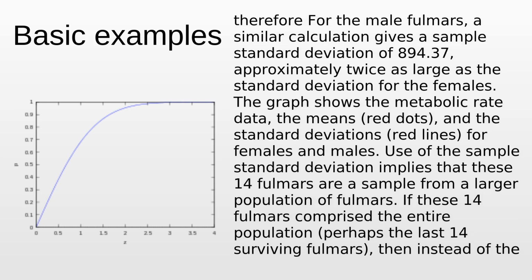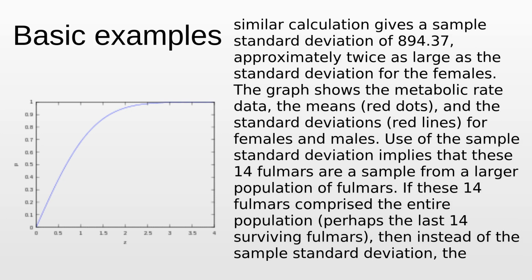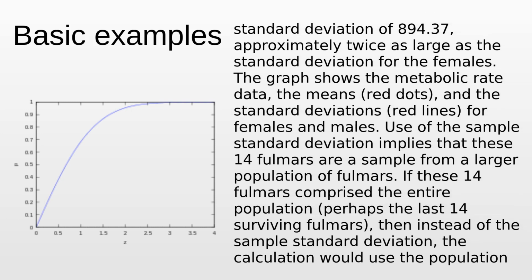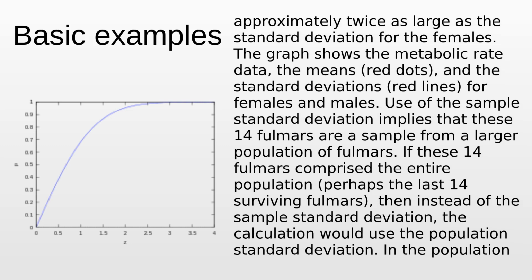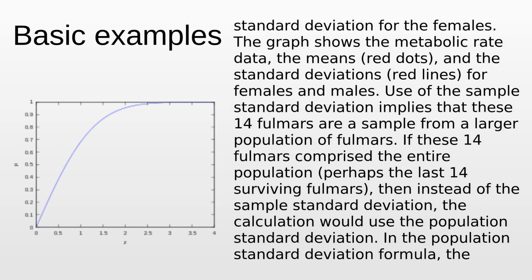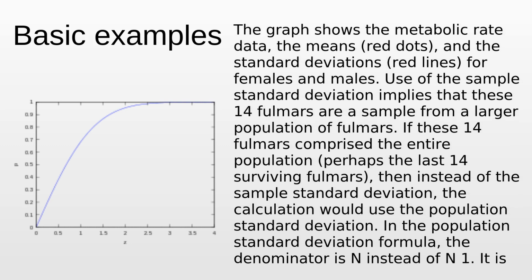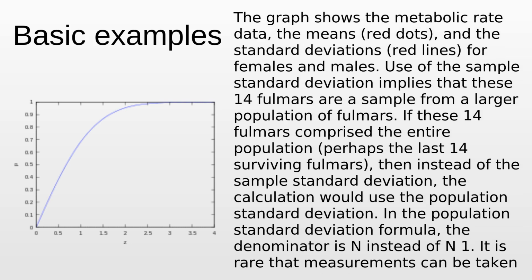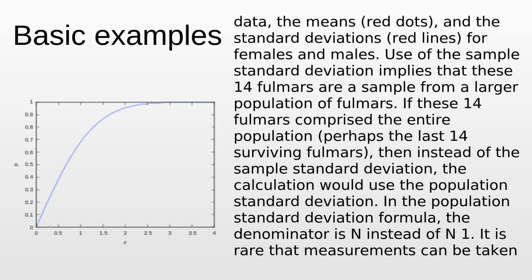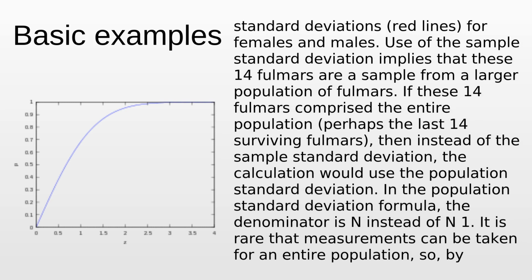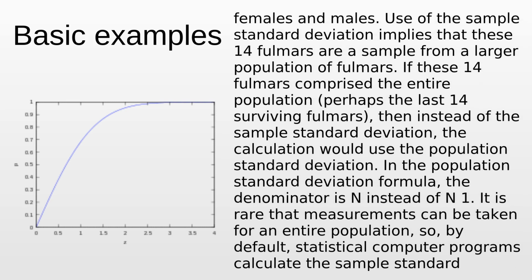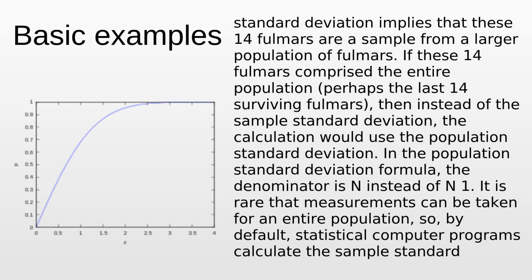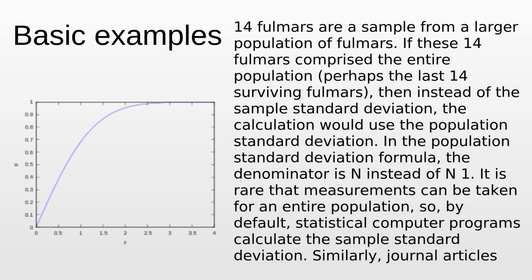A similar calculation gives a sample standard deviation of 894.37, approximately twice as large as the standard deviation for the females. The graph shows the metabolic rate data, the means (red dots), and the standard deviations (red lines) for females and males. Use of the sample standard deviation implies that these 14 fulmars are a sample from a larger population of fulmars.